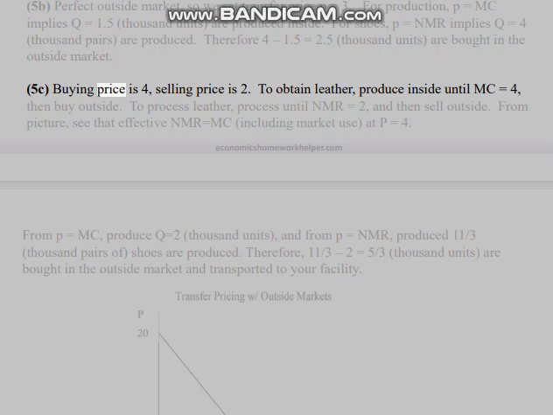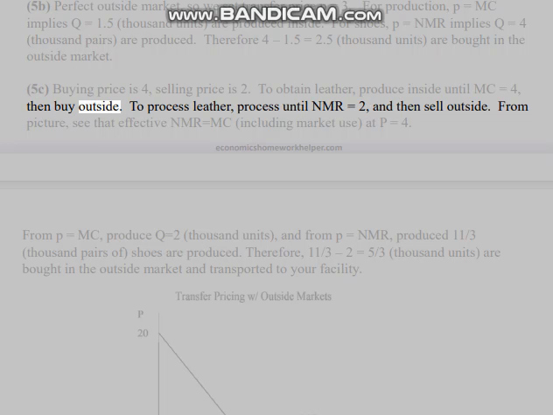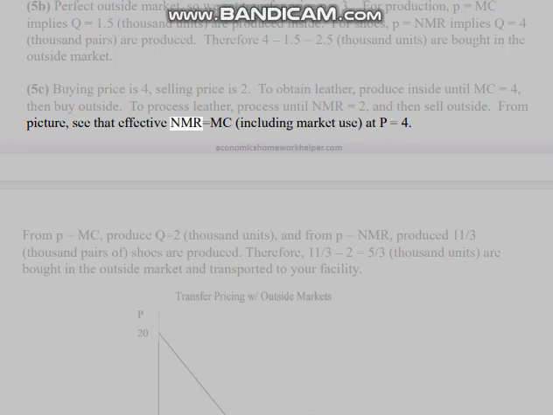5c. Buying price is 4, selling price is 2. To obtain leather, produce inside until MC equals 4, then buy outside. To process leather, process until NMR equals 2, and then sell outside. From the picture, see that effective NMR equals MC, including market use, at P equals 4.